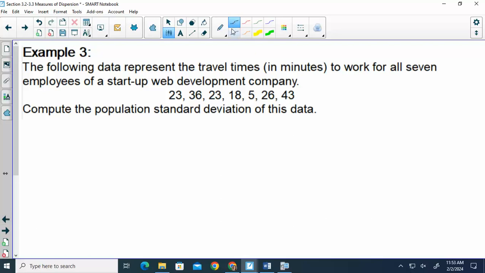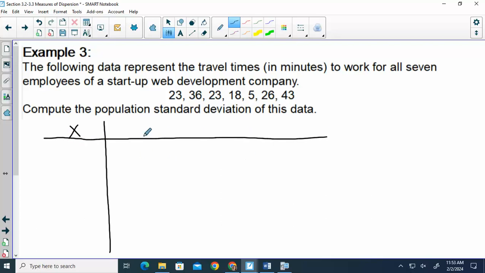So when we're doing this, we are going to make a table. I told you we have to take each value, subtract the mean, and square them. We need our value, we need our value minus the mean, and we need our value minus the mean squared. So these are my x's.